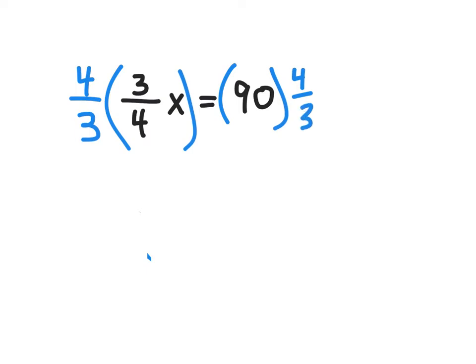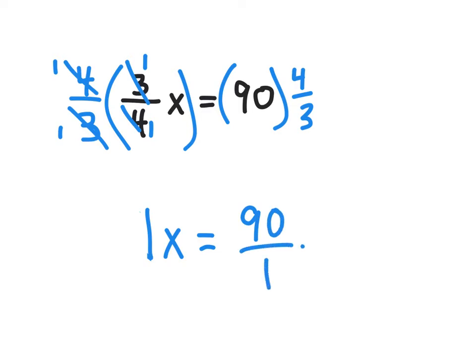Now on the left-hand side, we know that 3/4 times 4/3 creates the whole. So we end up with 1x. Over on the right-hand side, we end up with 90 times 4/3. And we can solve this in a variety of ways. I'm going to use cross-canceling to help. So I know 3 goes into 90 30 times. And so we end up with 30 over 1 times 4 over 1, which means x is equal to 120.